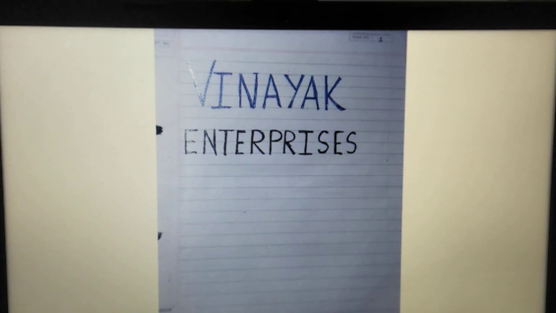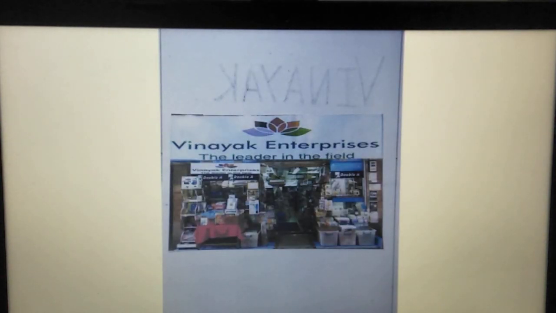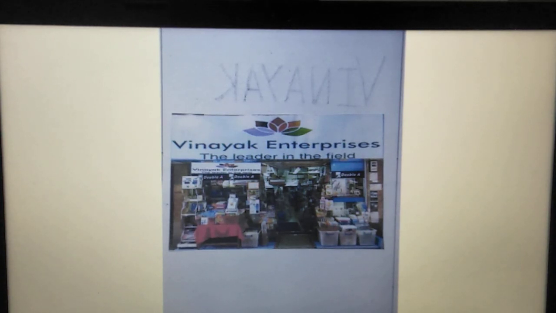Next, the main project that comes here, that is the Vinayak Enterprise. This student has done the project in this way, where the name of the enterprise has been discussed. Next, the picture of the shop which he did. You can paste the picture or you can make your own logo or your own shop picture, and you can make an innovative logo and other things.